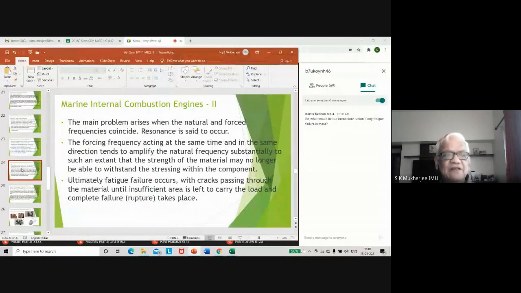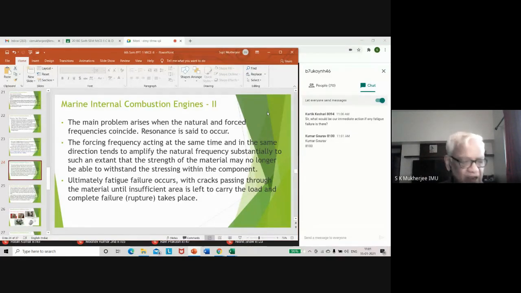The main problem arises. See, vibration by itself is of normal level. It is not so much of a problem. But it becomes a problem when the two frequencies become equal to each other. That means the natural frequency and the forced frequency come into phase. And then you have a condition of resonance. Resonance means amplified vibration of any component.